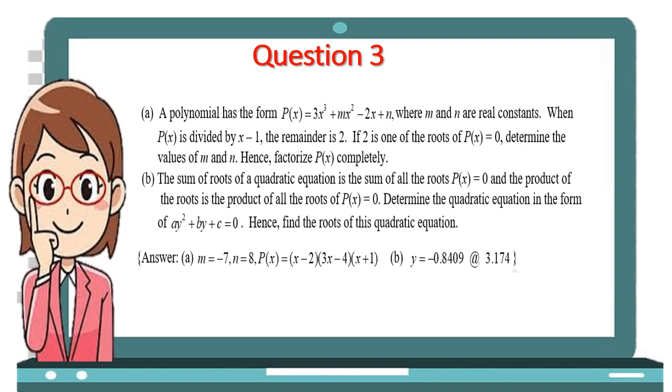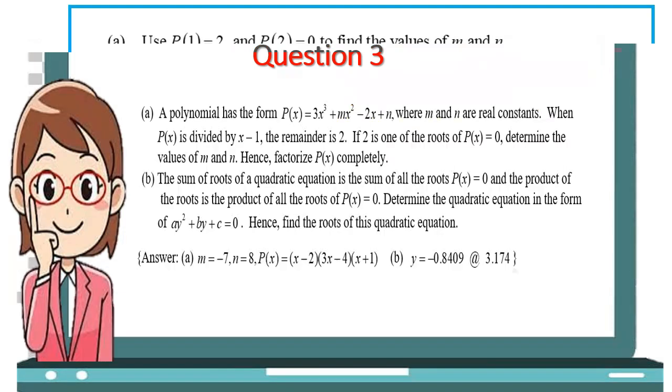For part B, based on the information in part A, the sum of roots of a quadratic is the sum of all the roots of P(x), and the product of the roots is the product of all the roots of P(x). We are going to determine the quadratic equation in the form of ay squared plus by plus c equal to 0, and hence find the roots of this quadratic equation.